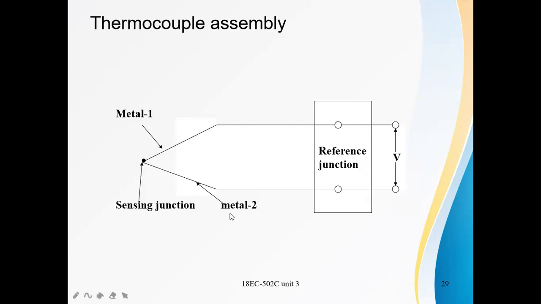This is a thermocouple construction assembly. Metal 1 and metal 2 are two dissimilar metals. They are joined at one point, and the voltage is measured between the other two ends of these two different metals. The thermocouple has two junctions: a reference junction and a sensing junction. That means there will be a reference temperature and a sensing temperature. So this is the construction of a thermocouple.